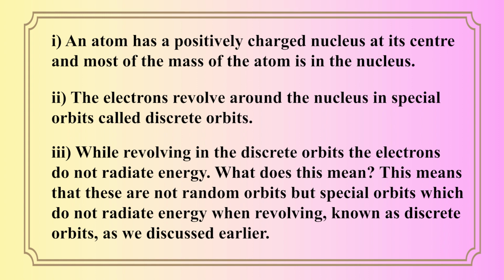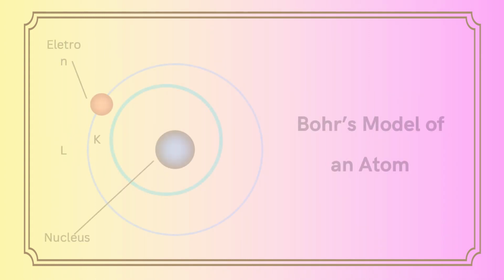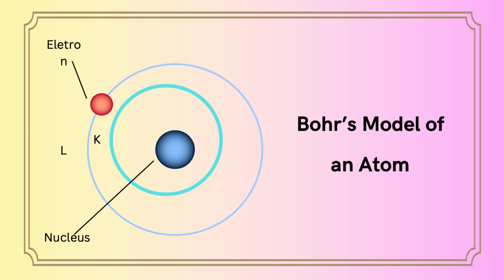What does this mean? This means that these are not random orbits but spatial orbits which do not radiate energy when revolving, known as discrete orbits, as we discussed earlier. Now, let us look at an image of the model of an atom by Niels Bohr.